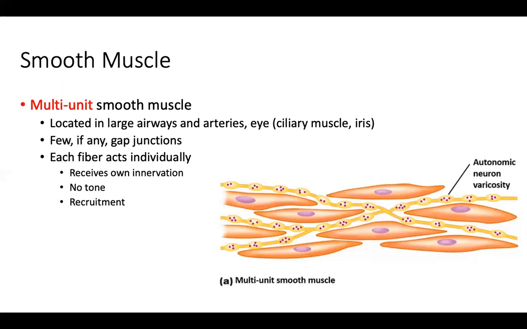So because each cell is contracting independently, if I want to generate more force, I can just recruit an additional cell to provide more cross-bridge cycling, to provide more tension. And so I can have a few cells contracting, and as I need more force, I can call on more cells to begin contracting. So because multi-unit smooth muscle does not act as a single unit, it can recruit additional fibers, and we do see recruitment.